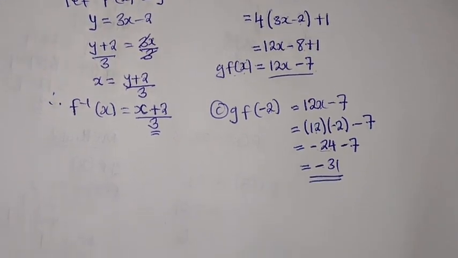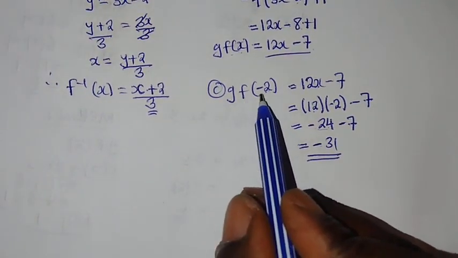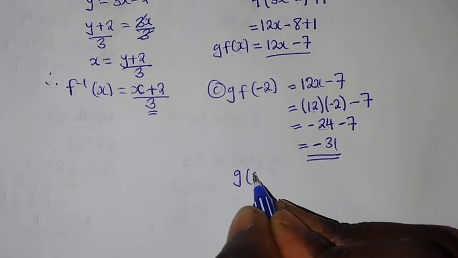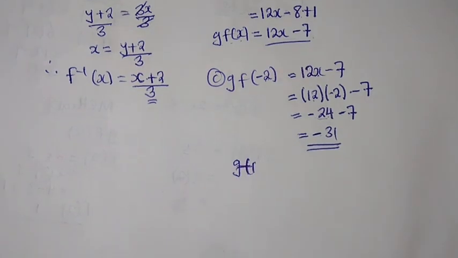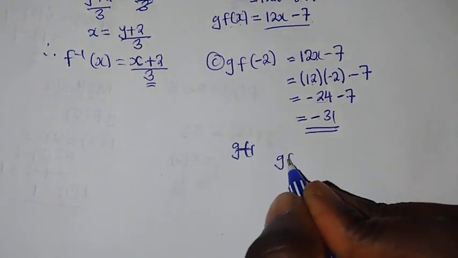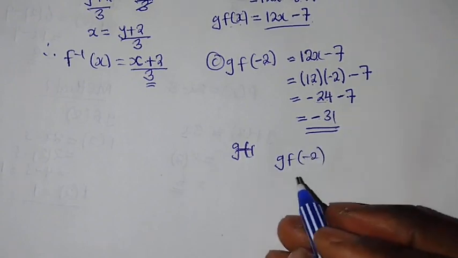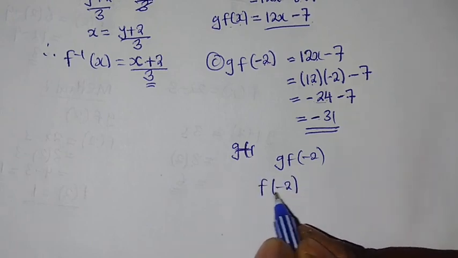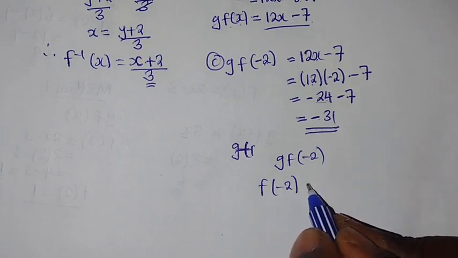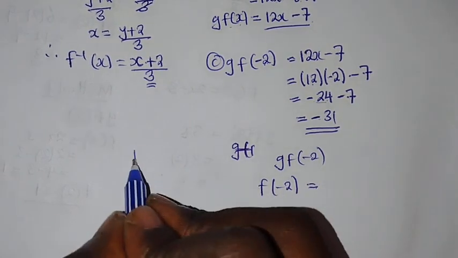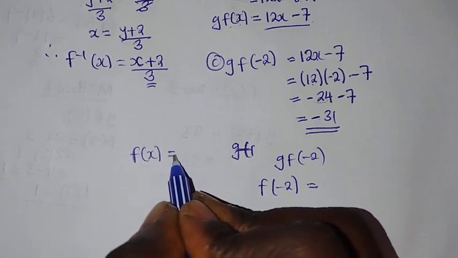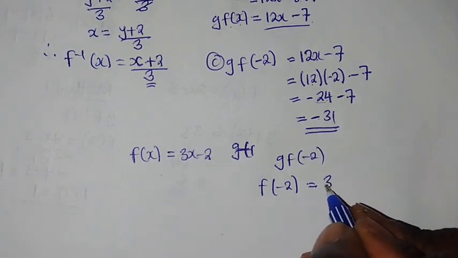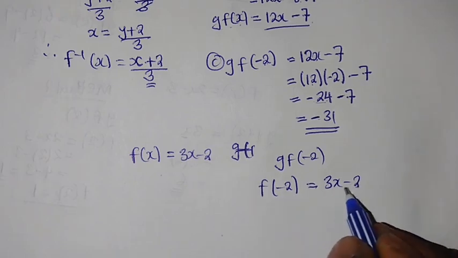You can use another method to find gf of minus 2. Let me write it nicely here. You have gf of minus 2. First start by finding f of minus 2. F of minus 2 will be found by using the function of f, and the function f(x) that we have is 3x minus 2. This is the function of f.